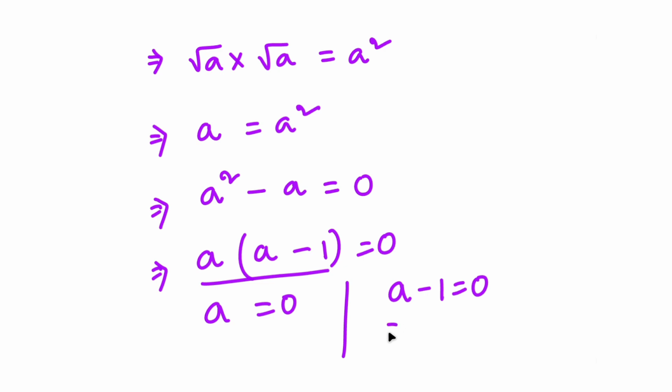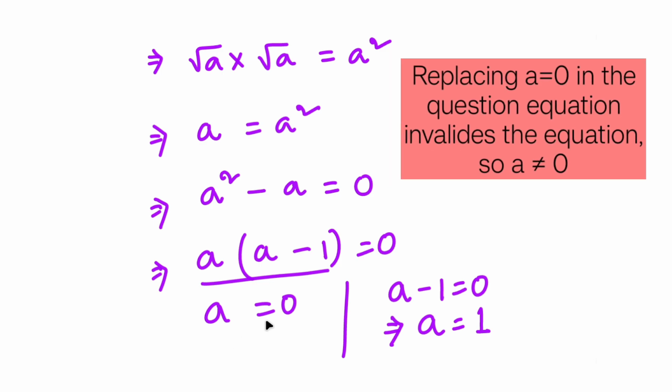So from this we get a equals 1 or a equals 0. Now a equals 0 is not possible, so the final answer will be a equals 1.